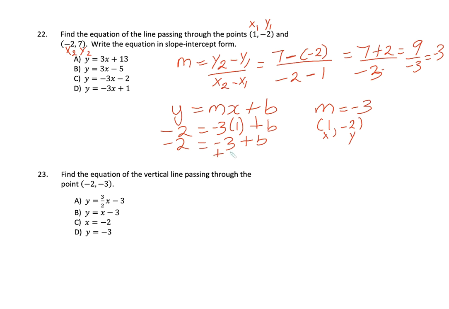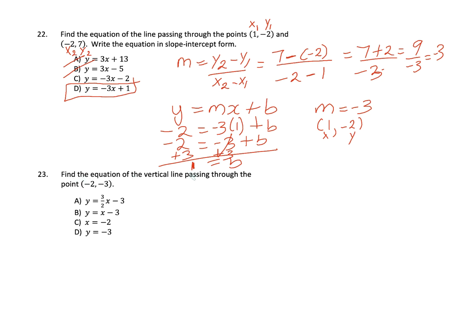Solving for b, I'm going to add 3 to both sides. So b has a value of 1. So I know my slope is -3, so A and B are out. So here, this is the only one, D, that is our answer, which will be y equals -3x plus 1.